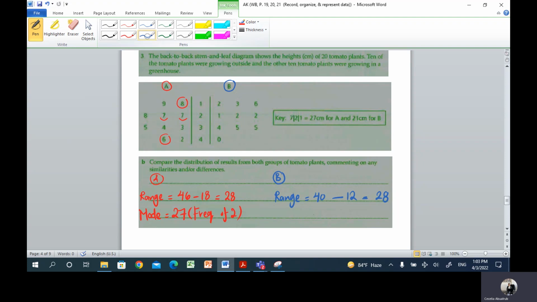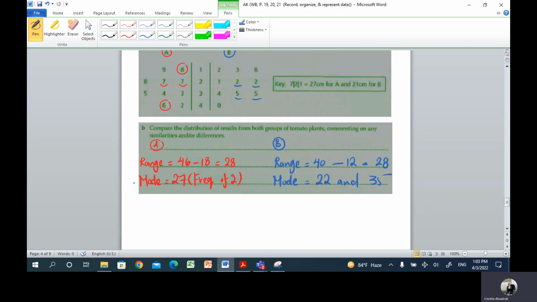Let's go to B. 12, 13, 16, 21, 22, 22. So we can see that it has been repeated twice. And 34, 35, 35. Is it possible to have two modes? Yes, it is possible. So the mode here is equal to 22 and 35.